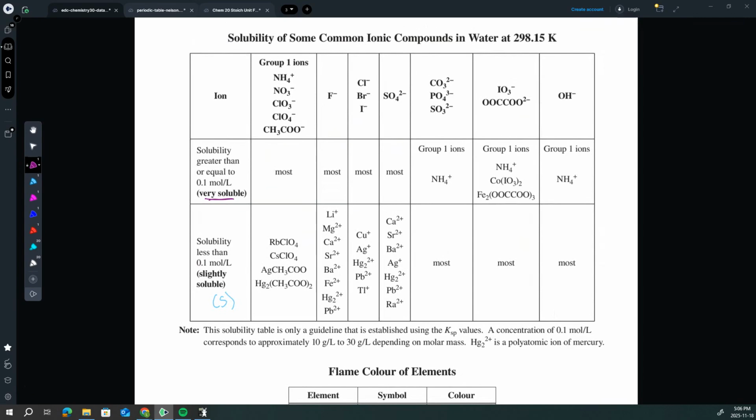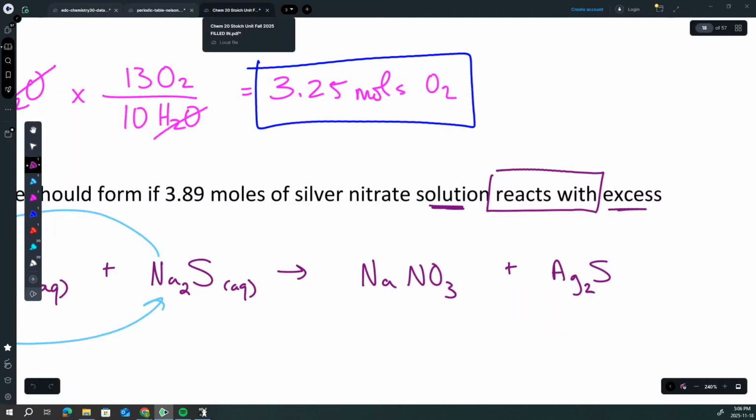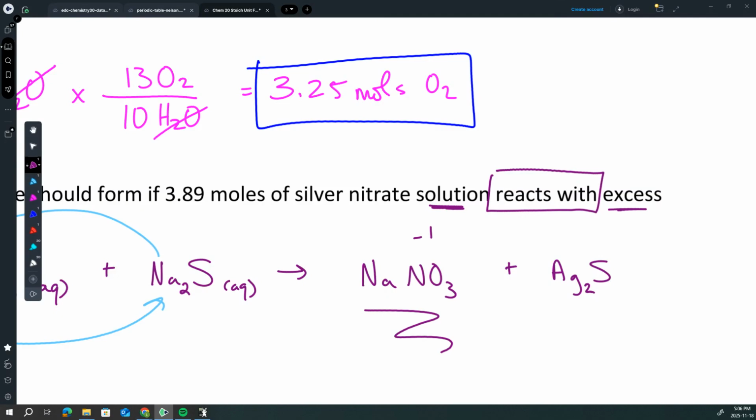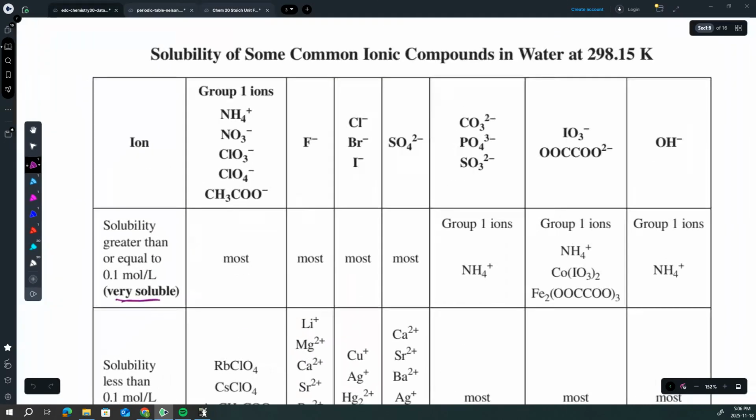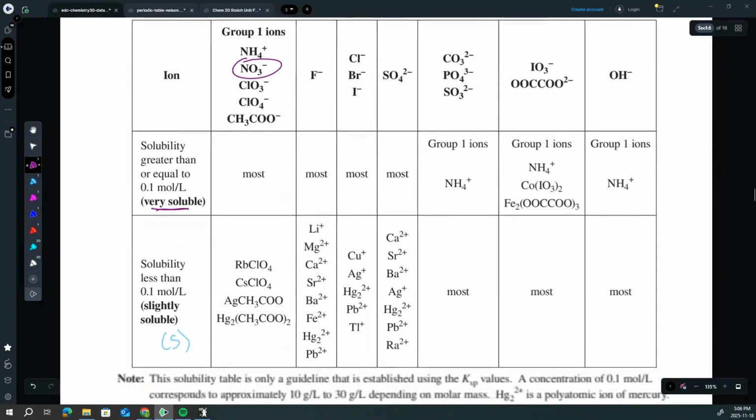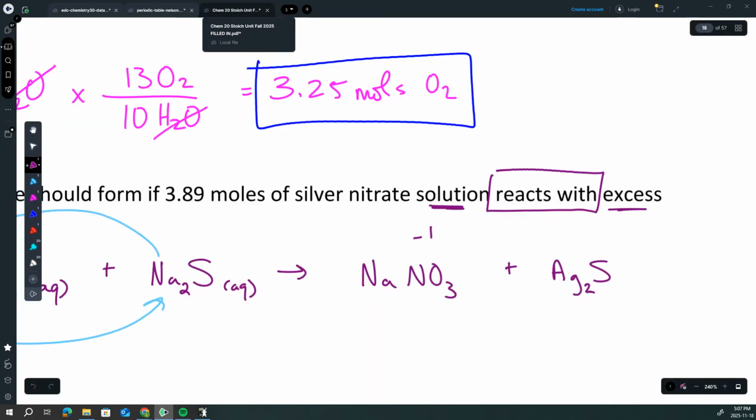So reminder, anion is the negative ion. Cation is the positive ion. So if I'm looking at sodium nitrate, remember nitrate likes to have that -1 charge. So nitrate is the anion. So let's find nitrate. It's right here. Now, if I trace my finger down, it says most things are very soluble with nitrate, but let's just keep on going down and make sure sodium nitrate isn't in our list of exceptions. It's not. So what that means is that sodium nitrate falls under most, so it's very soluble. So it's aqueous.